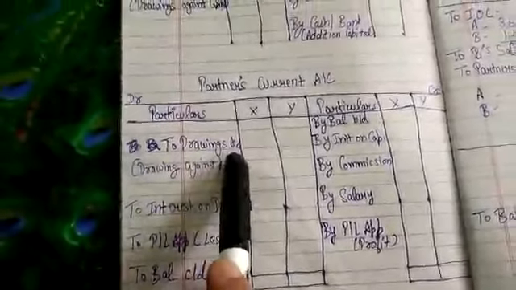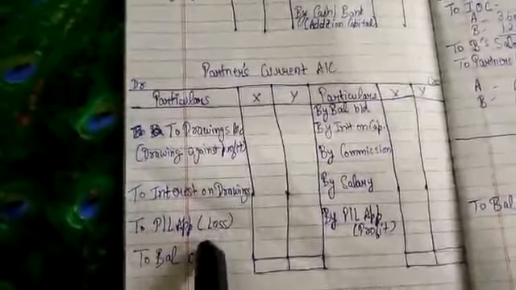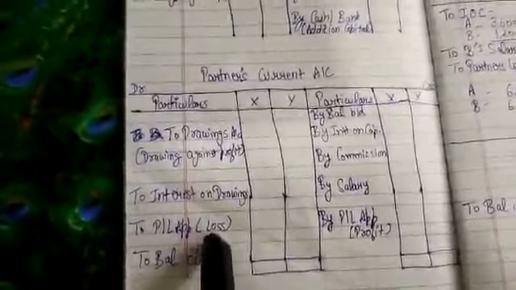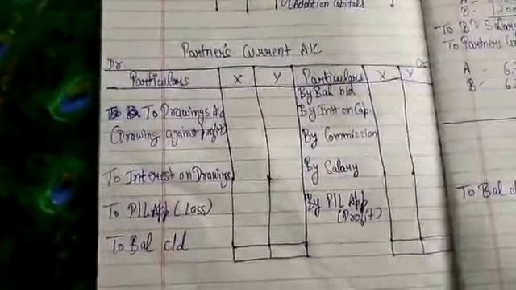And all the expenses like drawings which the partners have to pay back, any interest on drawings which the partners have to pay, any share of loss which the partners have to pay, this will appear on the debit side of partners current account. Okay, let us discuss the question related to this.